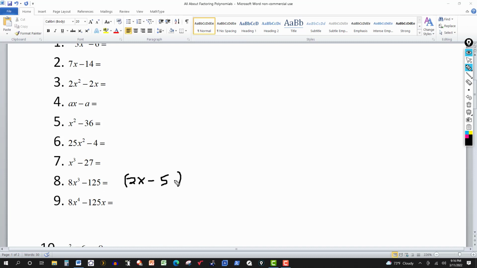But once you get your first factor written, then the next one is derived from just using the terms here. So it's the first term squared. 2x squared is 4x squared. And the sign changes, it goes from minus to plus. It's the product of those two terms. That's 10x. Plus the last term, 5 squared. That's 25.